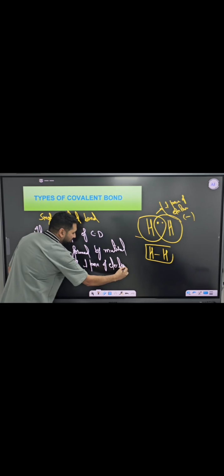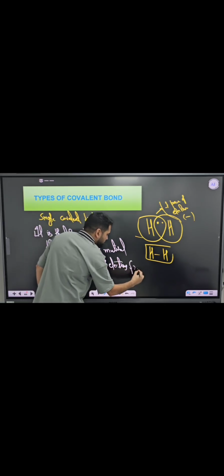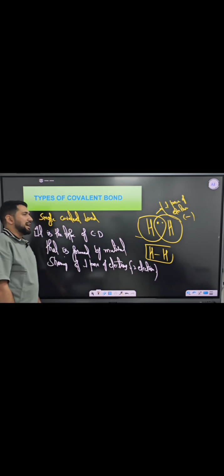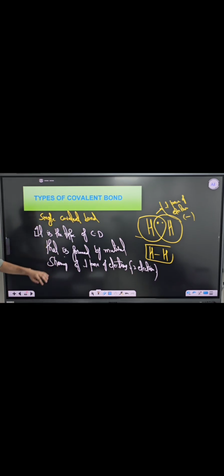Right? And here you should know that 1 pair of electrons means 2 electrons. I hope this idea is super clear. So we have single covalent bond. In the same way, guys, we have double covalent bond. Now what's double covalent bond?